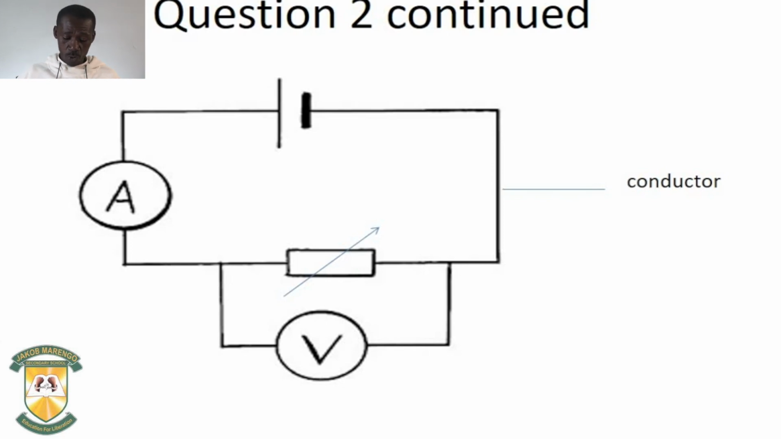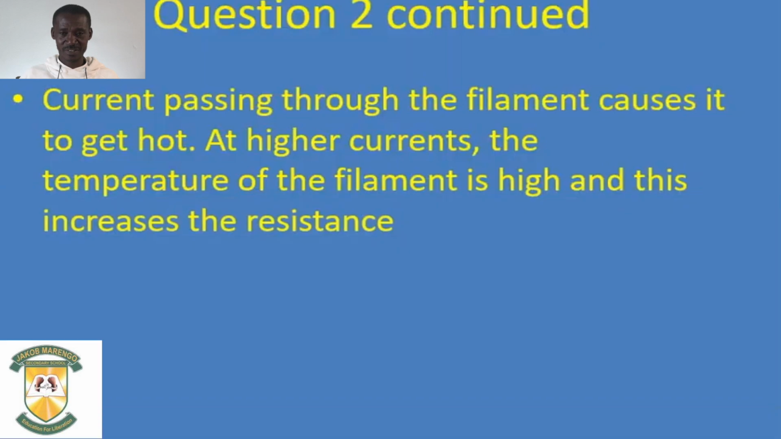Then, the last question. You were given a graph again showing the relationship between potential difference and current for the filament of a light bulb. I would like to believe you all know that the filament of a light bulb is a non-ohmic conductor. That is the reason why you see that the graph curves at higher currents. Now we were expected to give an explanation for this.